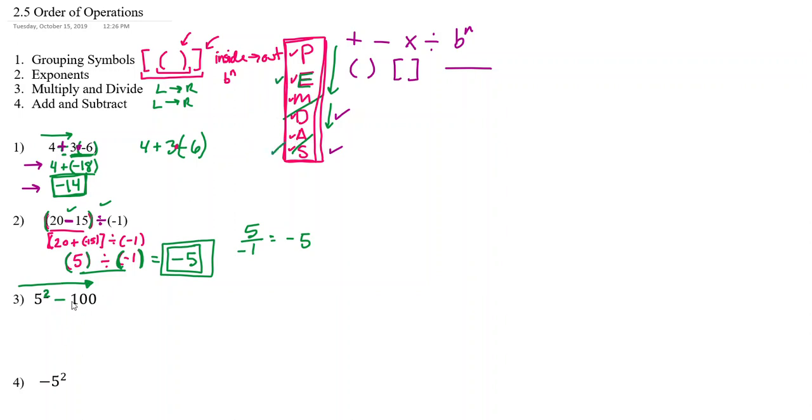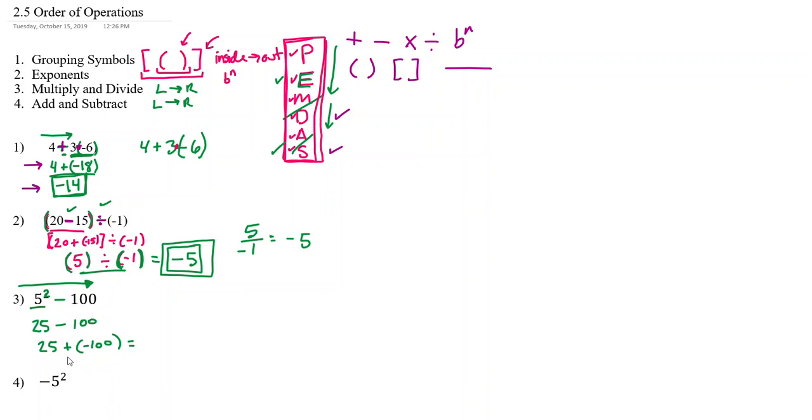There's no parentheses here to change the order of my operations. So I'm going to do the exponents first, and then I'll do the subtraction. So 5 squared is 5 times 5, which is 25. And then bring down the minus 100. It's helpful for me when I see this to rewrite it as 25 plus negative, the opposite of 100, right? Minus 100 means plus negative 100. So that helps me to kind of visualize what's going on here.